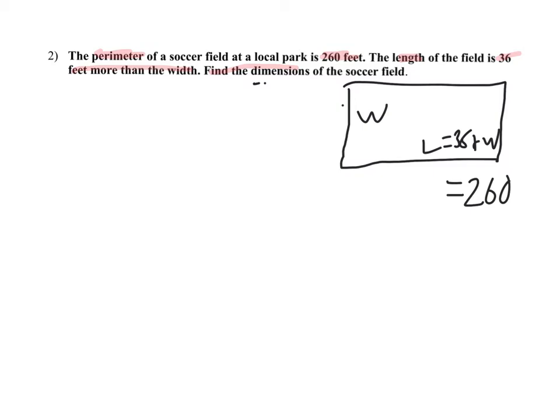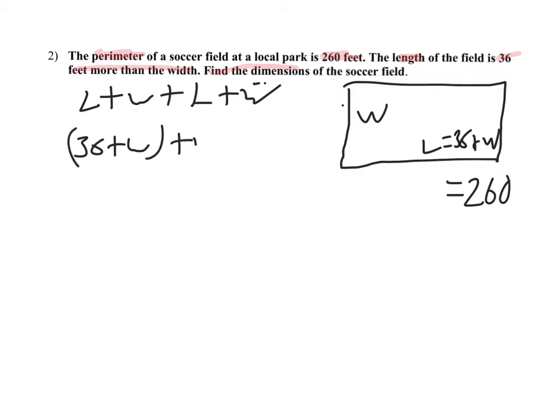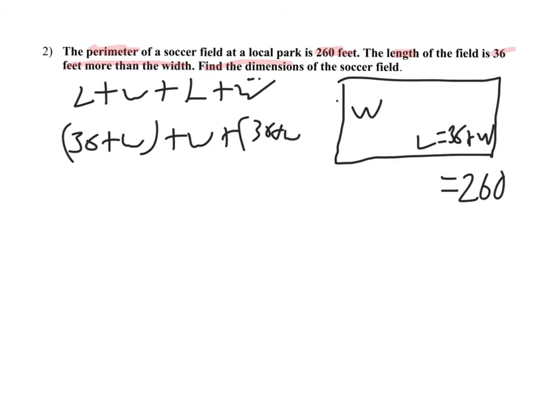And then we can set up our equation for the perimeter to figure out the individual dimensions. So perimeter is going to be L plus W plus L plus W, right? So we've got 36 plus W plus W plus 36 plus W plus W, and all of that is equal to 260.